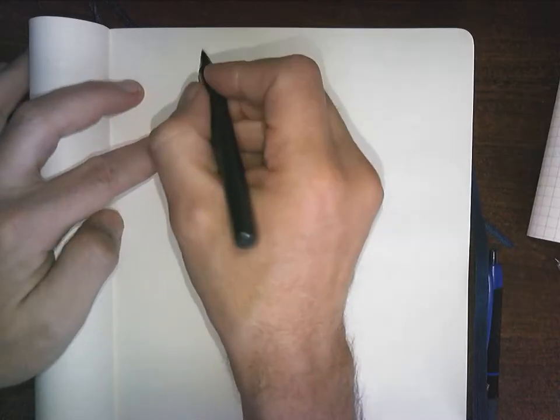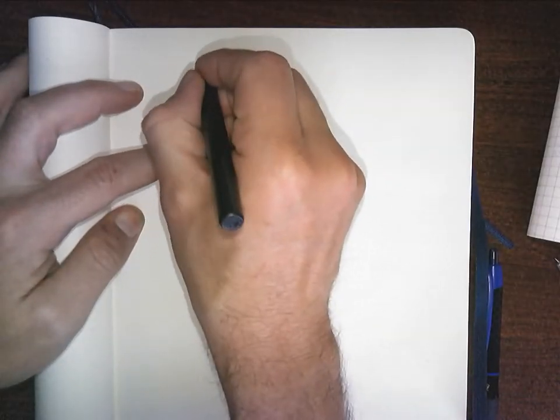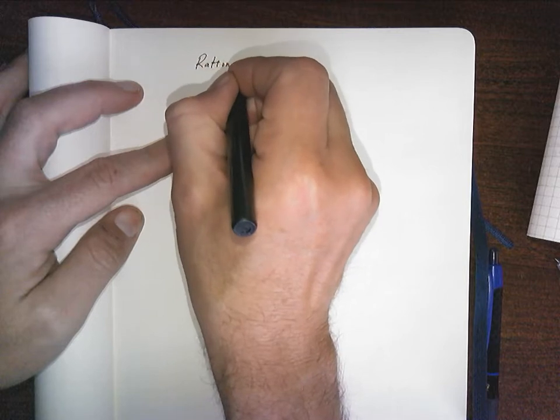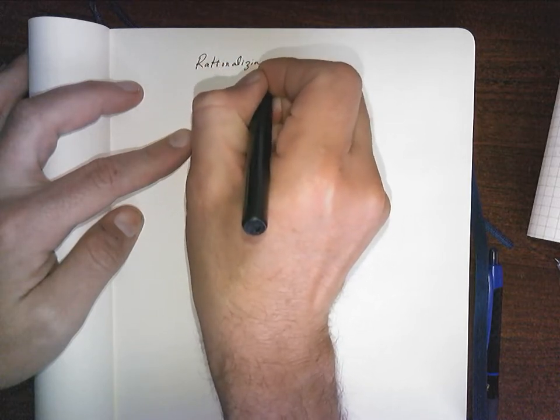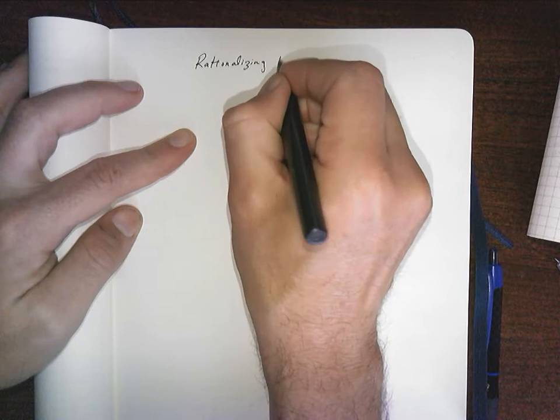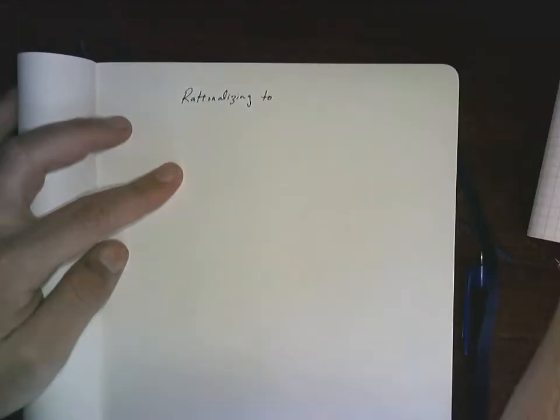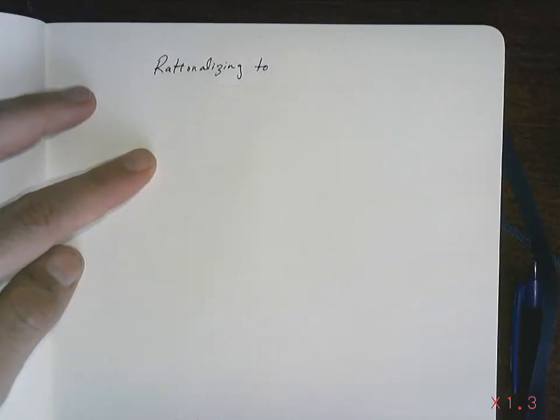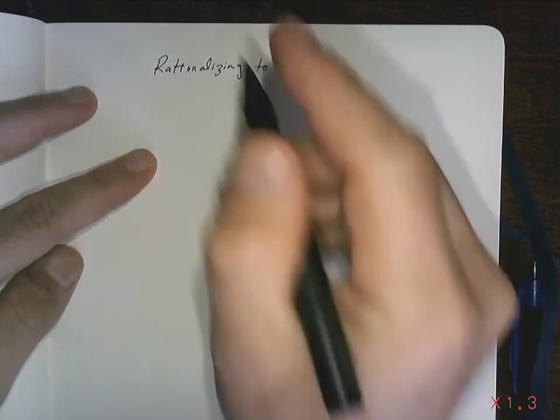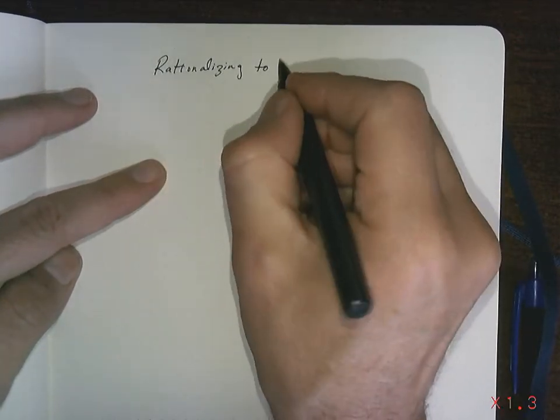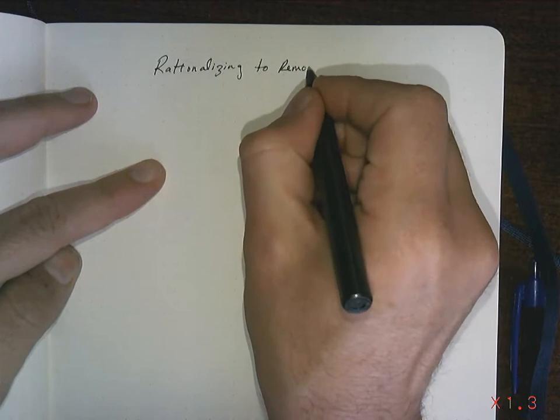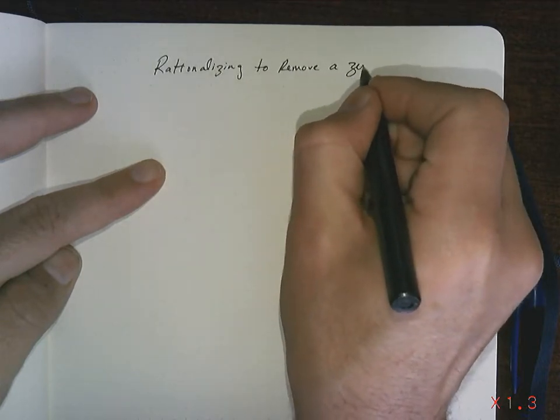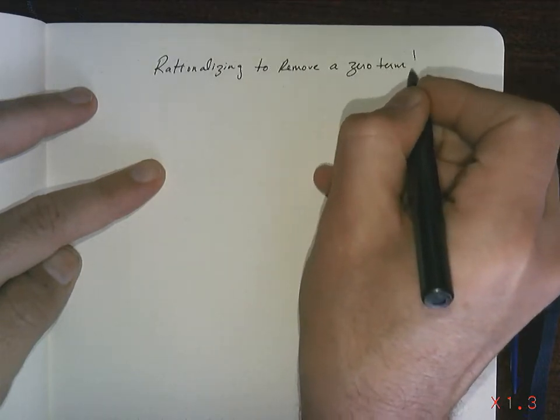Okay, just when you thought it couldn't get any funner, let's talk about rationalizing. In this case, we may be rationalizing the numerator or the denominator, or sometimes both, if I really want to throw an interesting question at you. Rationalizing to remove a zero term. Whee!